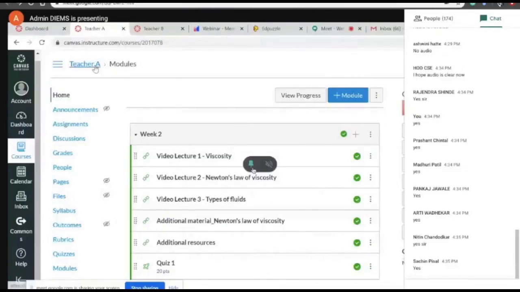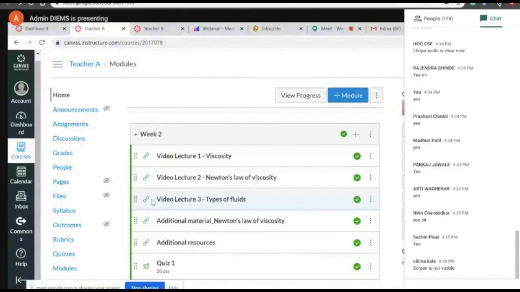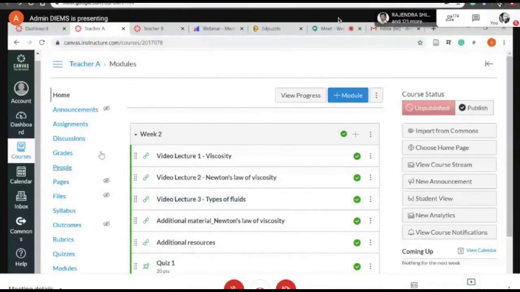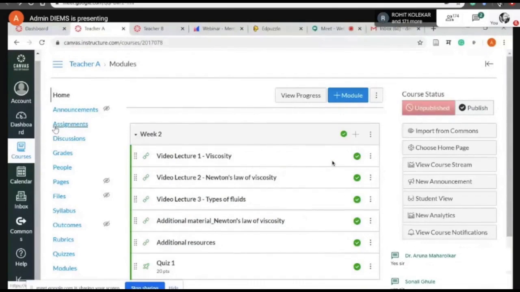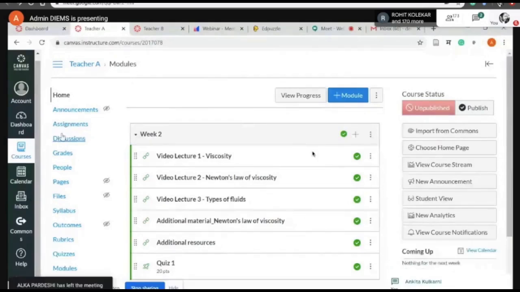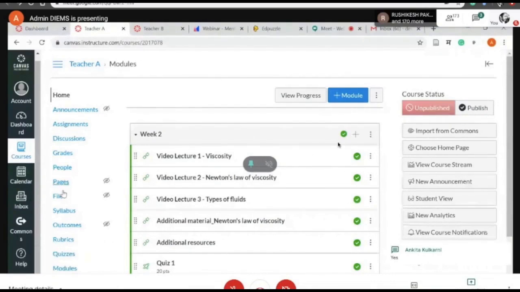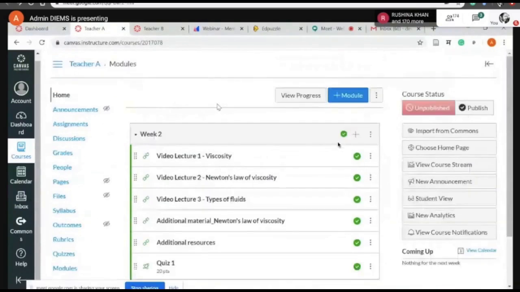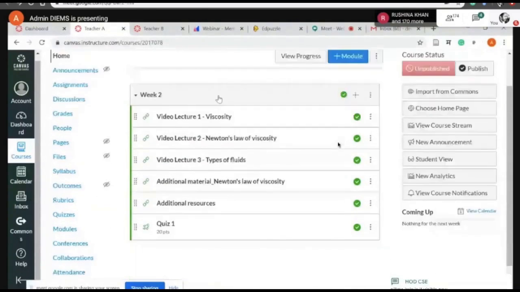Yeah, so here you see there are two things. This is the Canvas learning management system. There are different features of this system. For example, you can create announcements, you can create assignments, you can create discussion forums, you can grade students, and many other features are there. You can explore these features on your own later. But now I'll show you what exactly the course looked like.